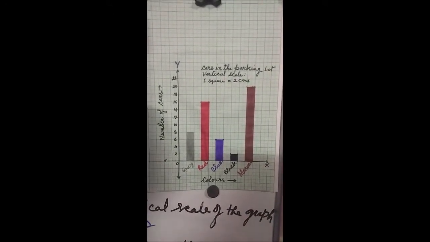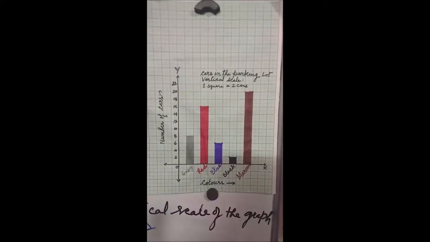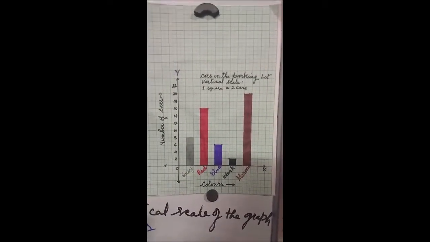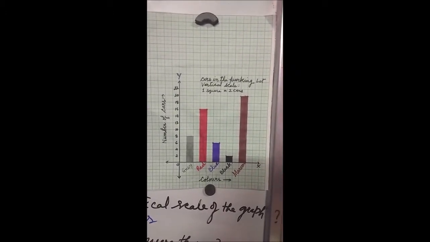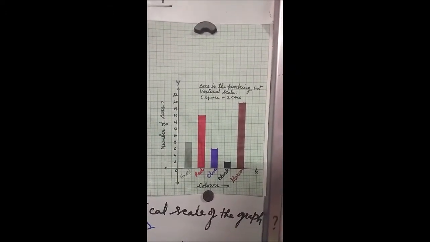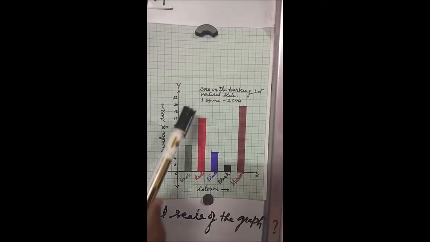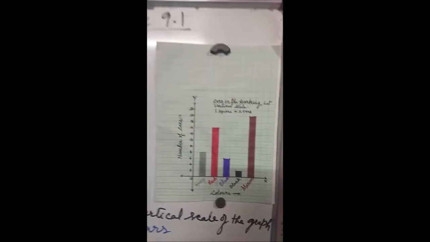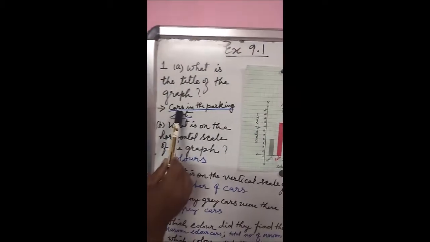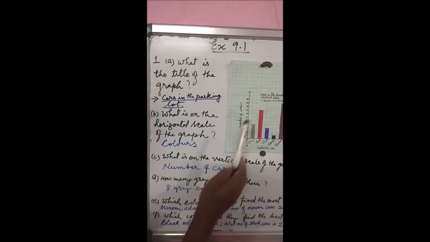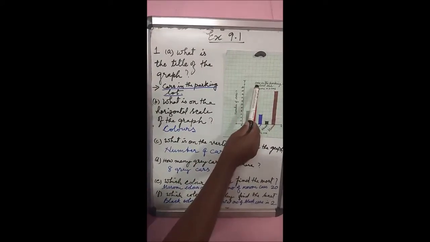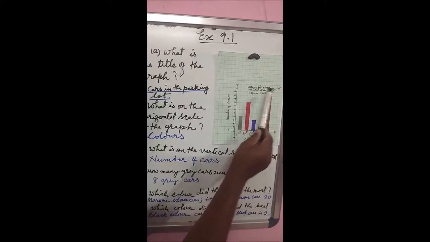So you can see here this bar graph is of exercise 9.1, question number 1a. Every bar graph should have a title. So what is the title here? What is the title of the graph? Cars in the parking lot. So the title of the graph is written here, cars in the parking lot.